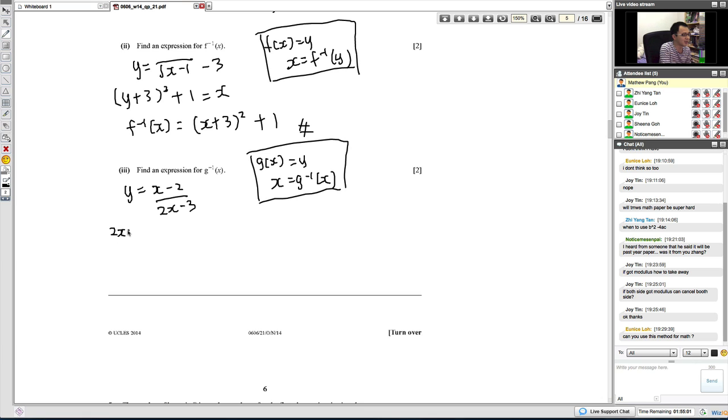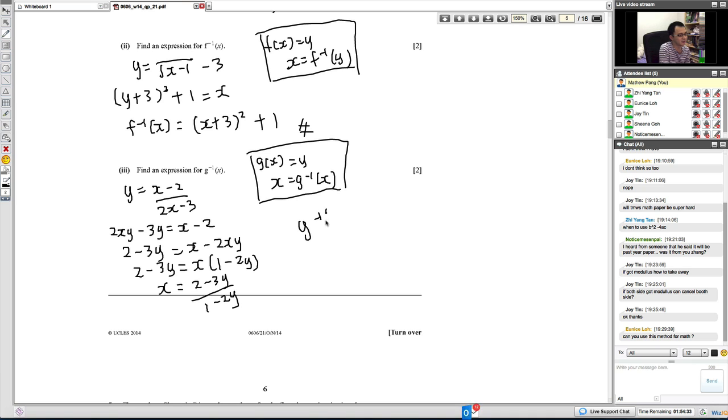So I got 2xy minus 3y equals to x minus 2. Then you move the x terms together, then you just factorize them. This is 2 minus 3y. I move the 2, this is x minus 2xy. Over here, I factorize out the x, become x times (1 minus 2y), and this is 2 minus 3y. Then I move 1 minus 2y to the other side. So x equals to (2 minus 3y) over (1 minus 2y). Therefore, my g inverse x equals to (2 minus 3x) over (1 minus 2x).